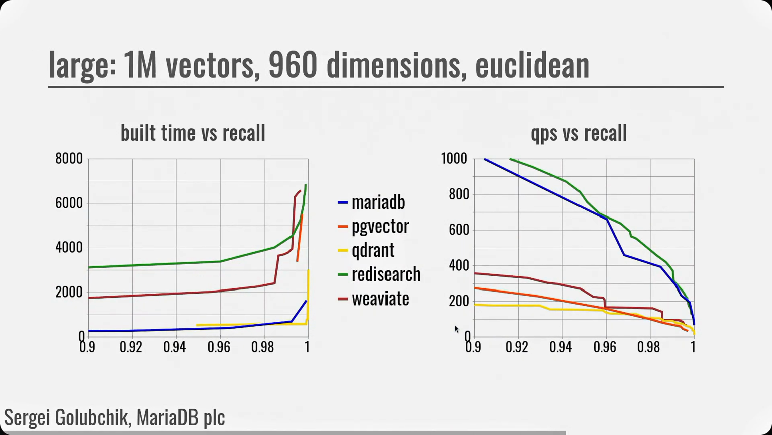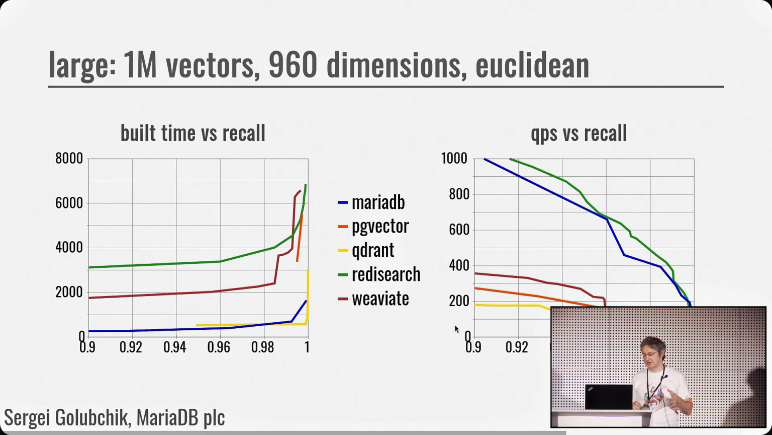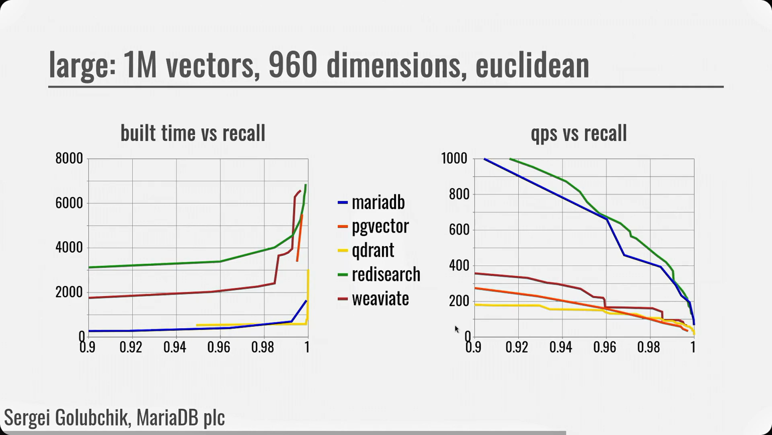This is the larger data set. It has 1 million vectors of almost 1,000 dimensions. Again, on the index build time, MariaDB is still the fastest, has the smallest build time up to 98 or 99%, and then Qdrant gets better. On the other hand, on the search time, MariaDB is second after Redis, and Qdrant, pgvector, and Weaviate are much slower. But Redis is much slower on inserts than MariaDB. So on the total comparison, I think MariaDB still looks pretty good here.